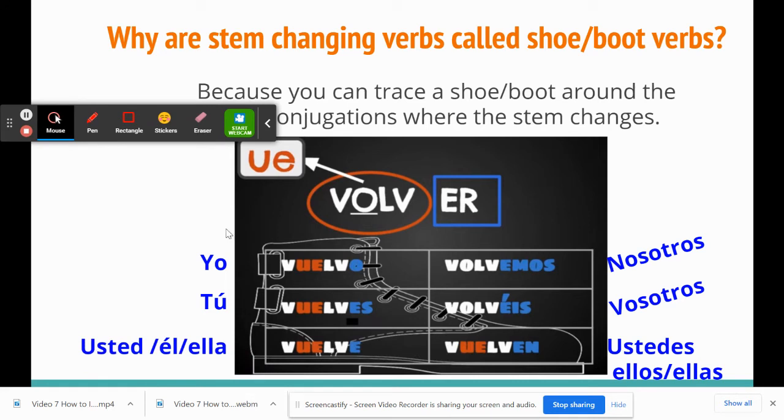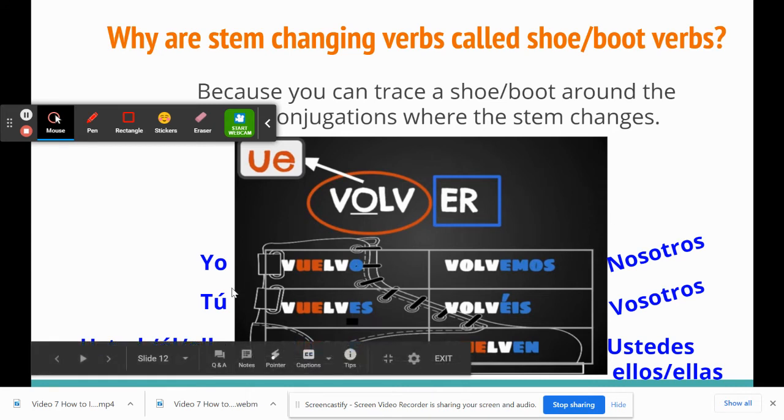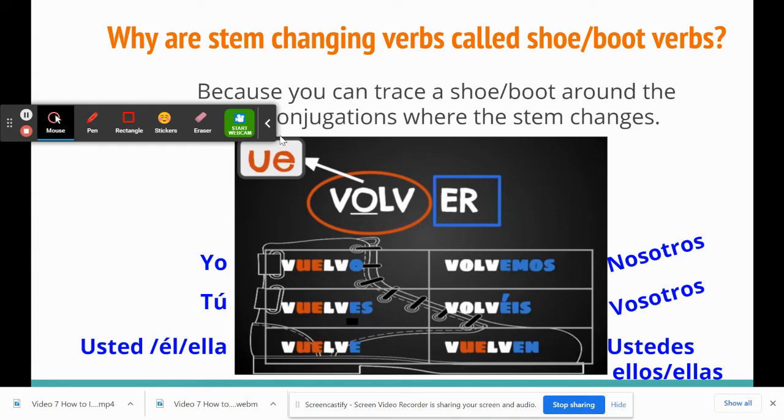So, here we go. All right, so be mindful, okay? Yo, tú, usted, él, ella, and ustedes, ellos, ellas go inside the shoe and they take the UE change. So the O changes to UE. Nosotros and vosotros stay outside the shoe, therefore the stem, the letter O, does not change.